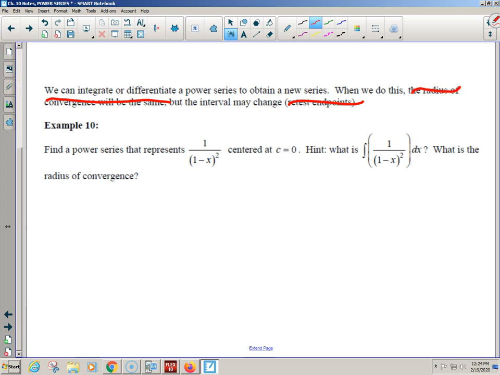Find a power series that represents 1 over 1 minus x quantity squared. And then the hint is, what is the integral? From what we know right now, does this fit the geoseries form? Not the way it is, we have to rewrite it.